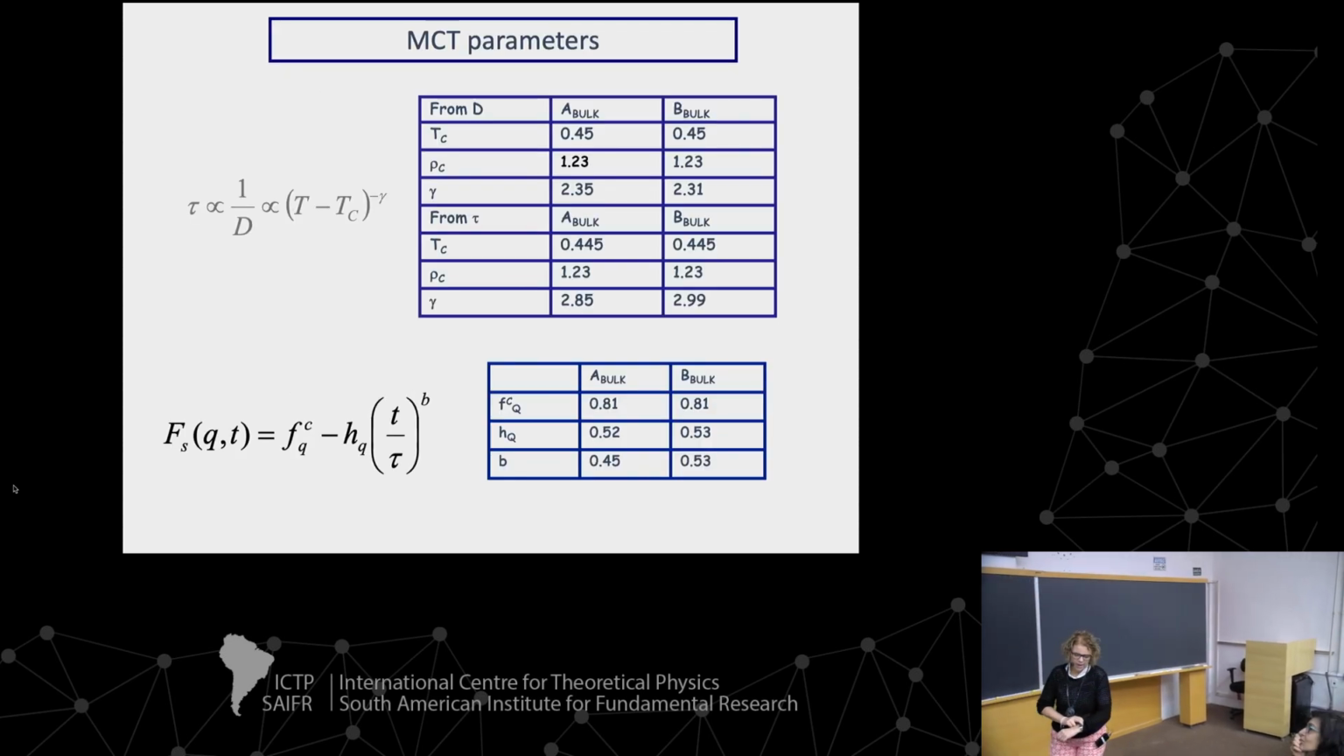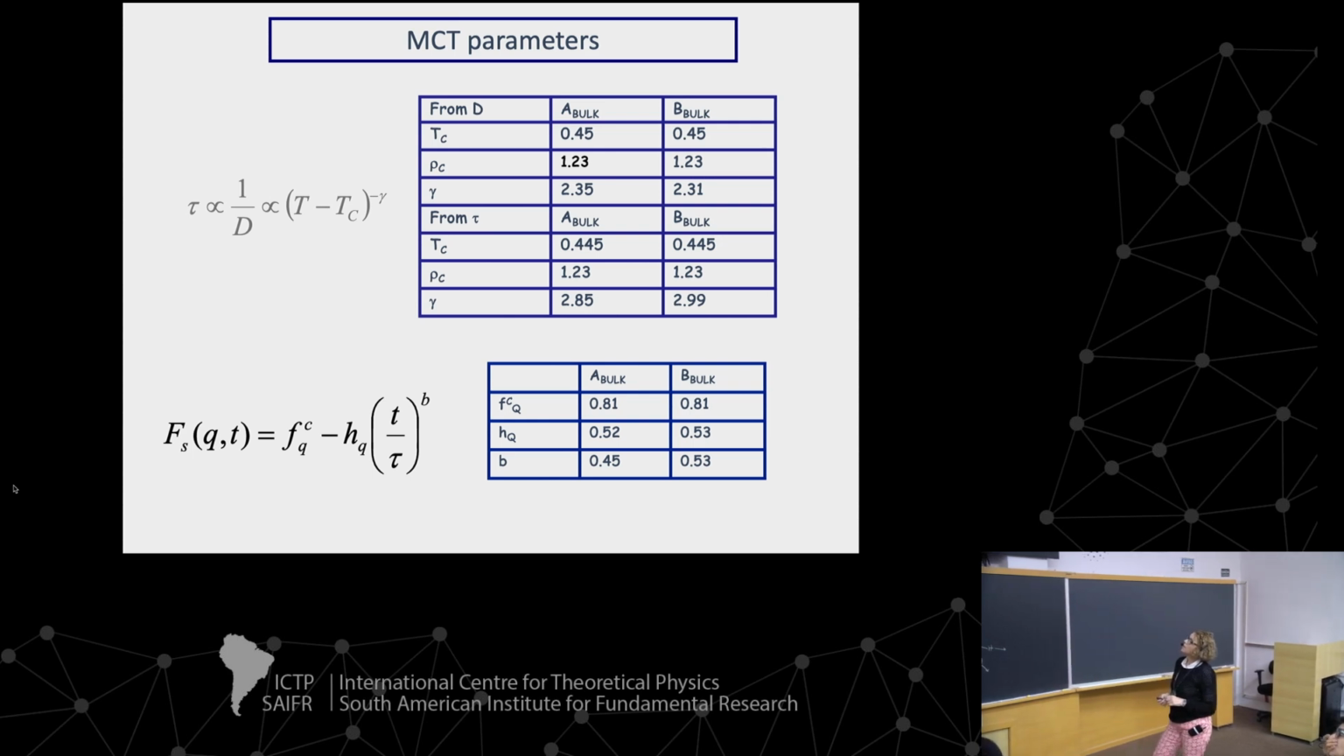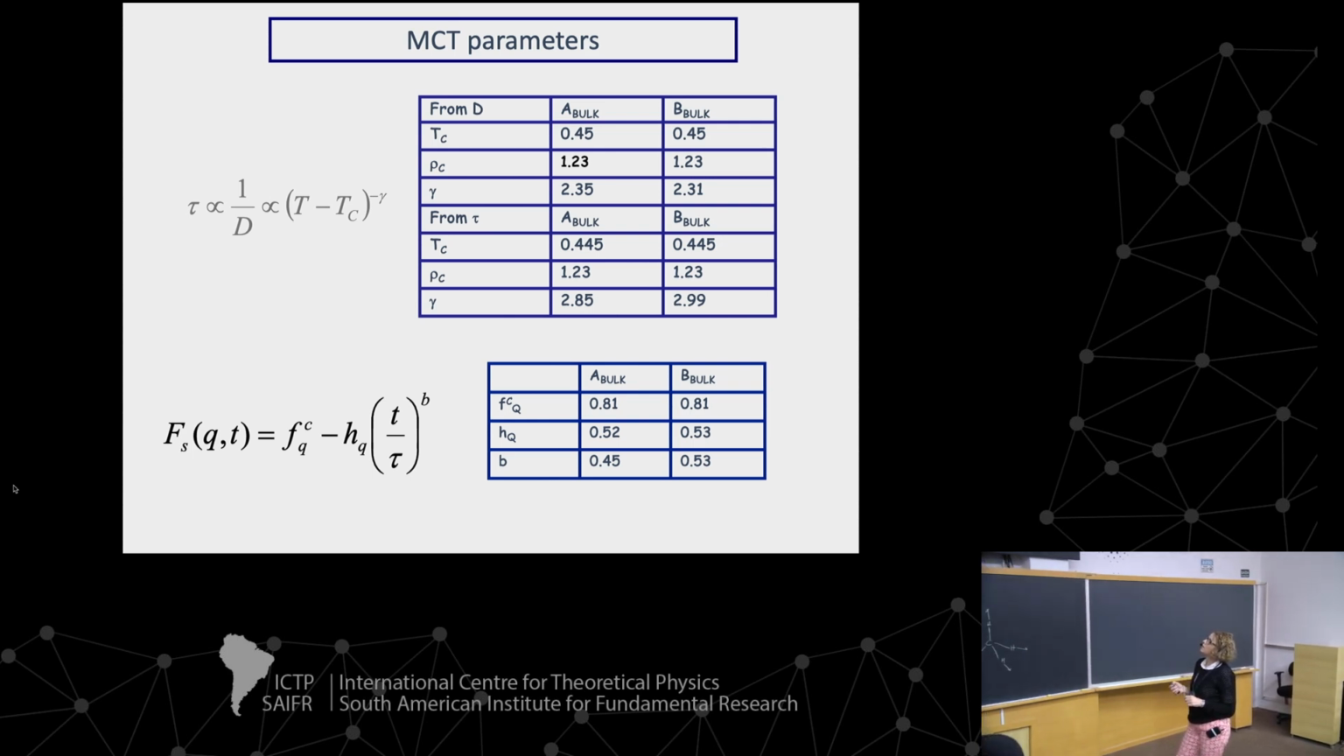Okay, so the MCT parameters that Kob and Andersen extracted from D and from tau, for example. So from D, proportional to T minus TC to the minus gamma, they got this TC, very similar also from tau, for the A particle, and rho C, which is the critical density also, because with mode coupling, if you are doing a monoatomic fluid, density and temperature are similar, and they found these two. And then gamma, 2.35 and 2.85.